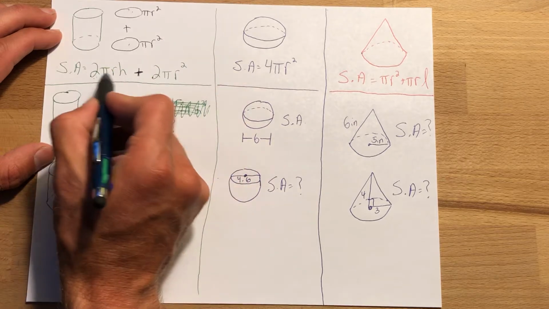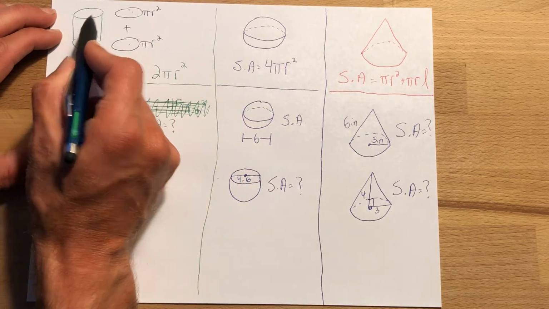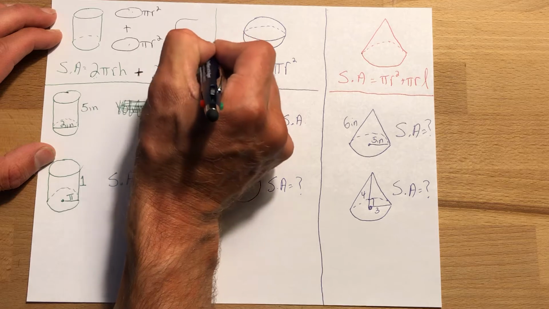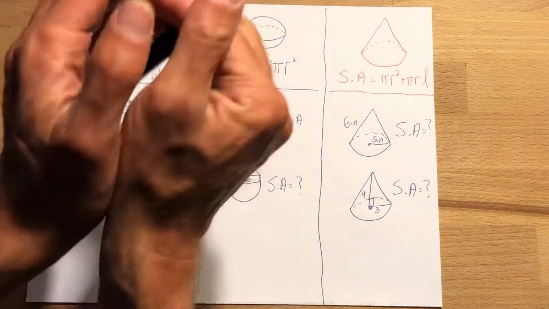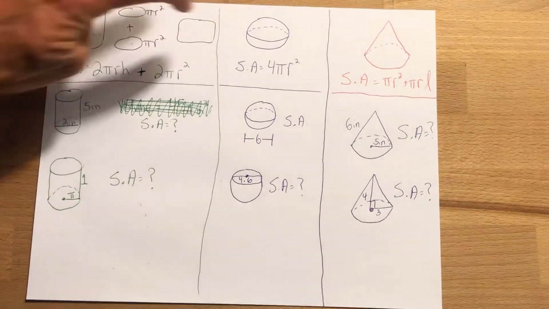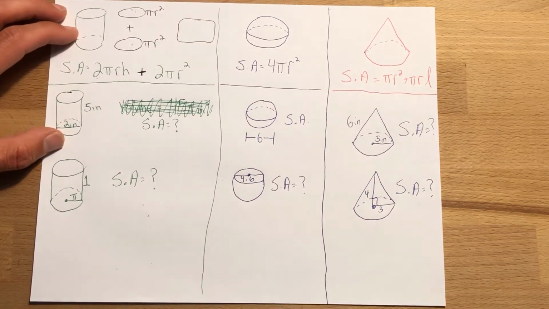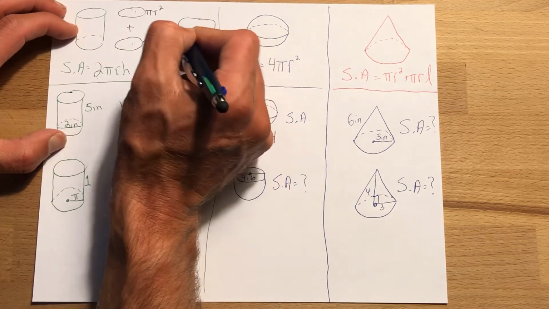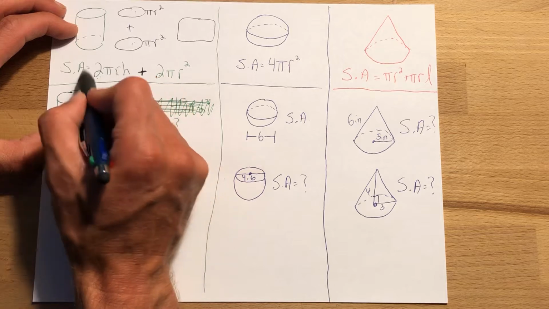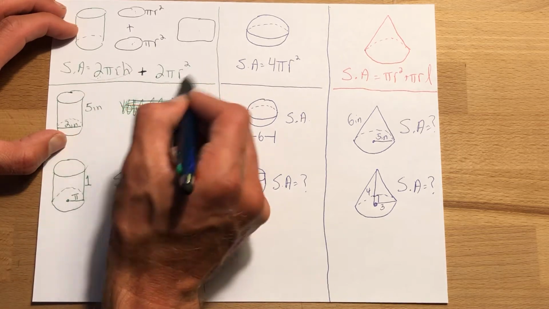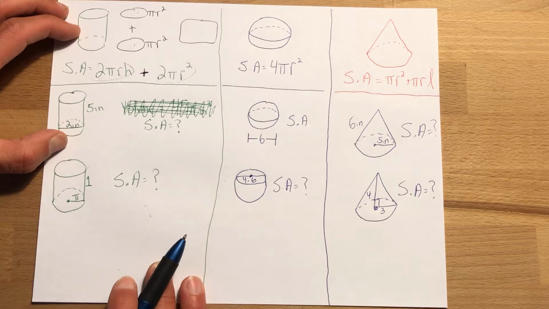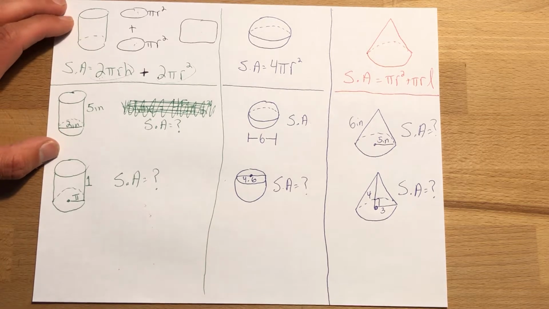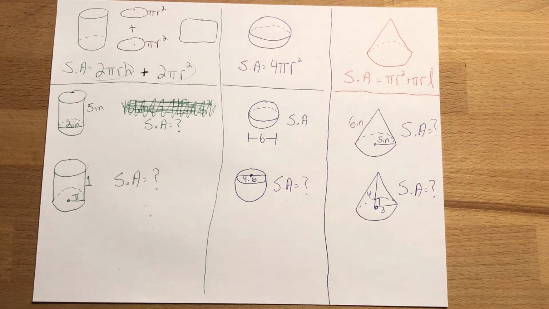Plus 2 pi rh. Now what this curved surface is, this is a cylinder, and if you spread it out, it becomes 2 pi rh. So the top and the bottom and the lateral area together is called the surface area. This represents this part. The two circles represent the top and the bottom. Add these two together and you've got your full surface area of a cylinder.